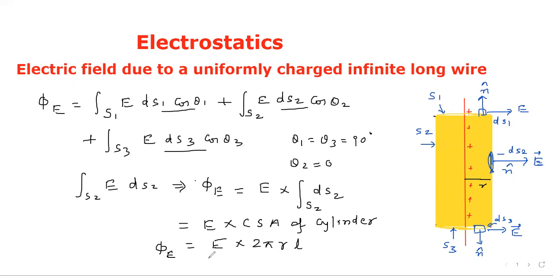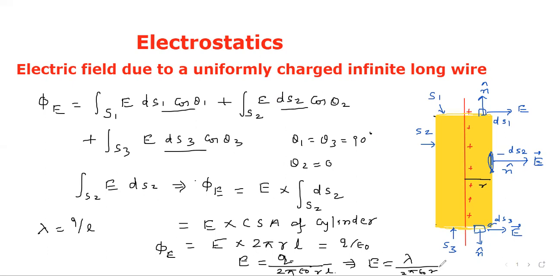But we know that phi is given by Q upon epsilon naught. So this is equal to Q upon epsilon naught. From here we get E equal to Q divided by 2 pi epsilon naught r L. But if you remember, linear charge density lambda is given by Q upon L, so Q upon L can be replaced by lambda. So E will be equal to lambda divided by 2 pi epsilon naught r, which is our required expression.